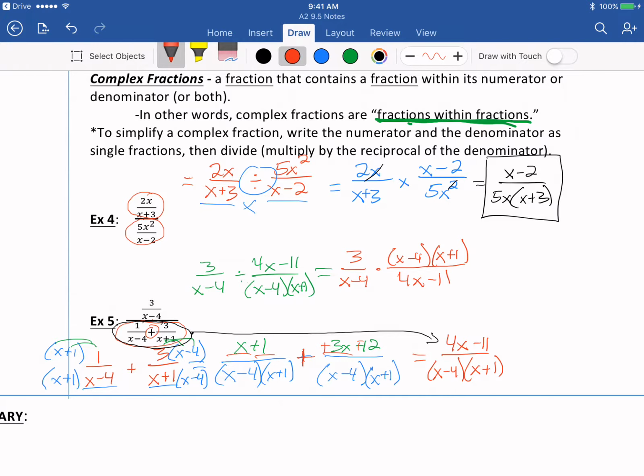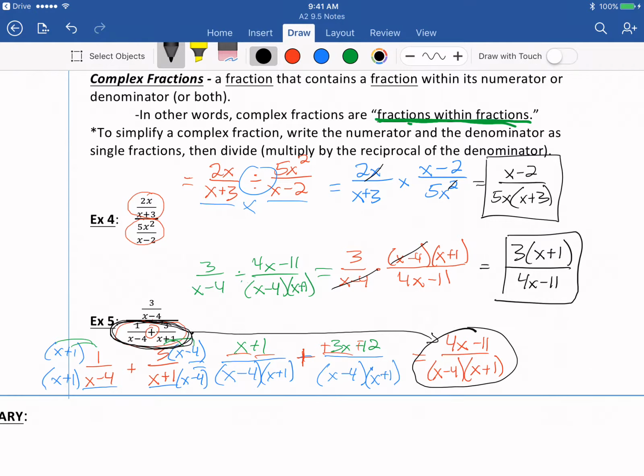All right, so now if I'm multiplying here, I can look to cancel these out. Here I can see that my x minus 4's cancel out. So I'm left with 3 times x plus 1, all over 4x minus 11. All right, awesome. Great. So what I did there is I combined these, I added these that were on the bottom here to make this over here, and then I used keep, switch, flip, and I actually found out what that was.